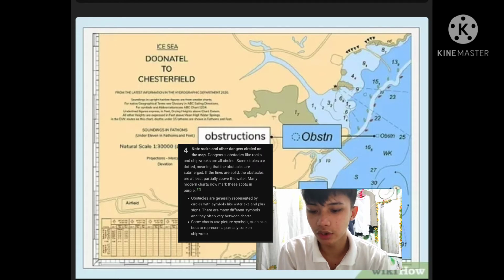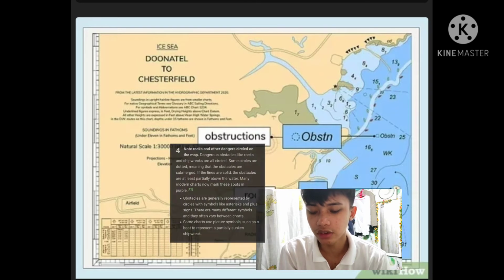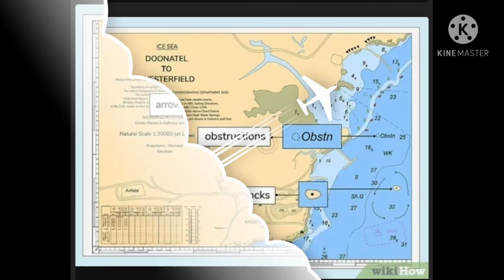Many modern charts now mark these spots in purple. Obstacles are generally represented by circles with symbols like asterisks and plus signs. There are many different symbols, and they often vary between charts. Some charts use picture symbols such as a boat to represent a partially sunken shipwreck.